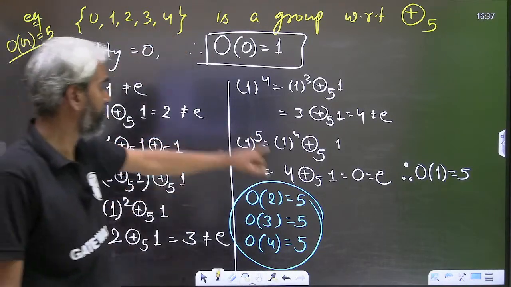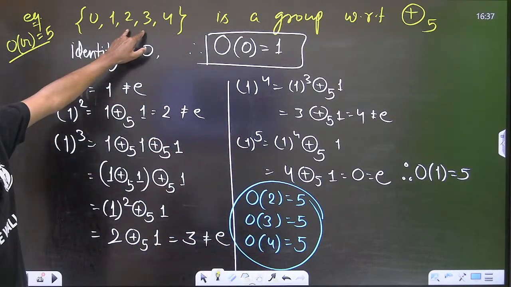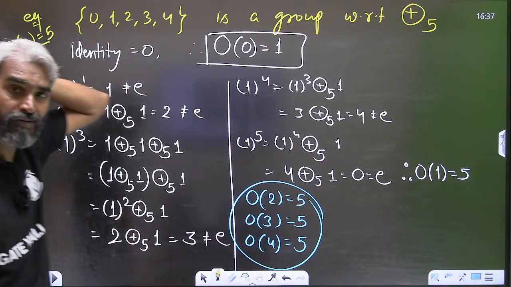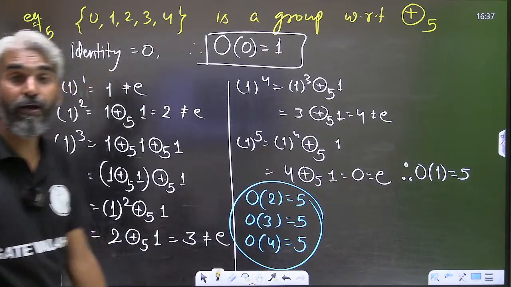We can actually see order of 1 is same as order of 4. 2 and 3 are inverse of each other. 2 plus 3, 5 divided by 5, remainder 0, identity. So 2 and 3 are inverse of each other. Therefore, order of 2 and 3 will also be 5.